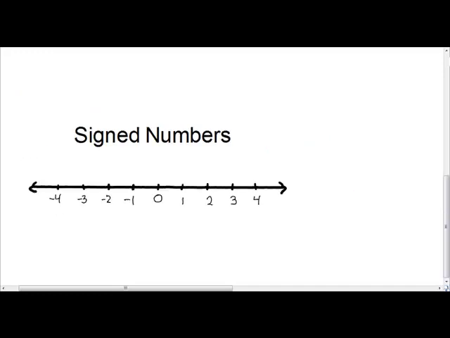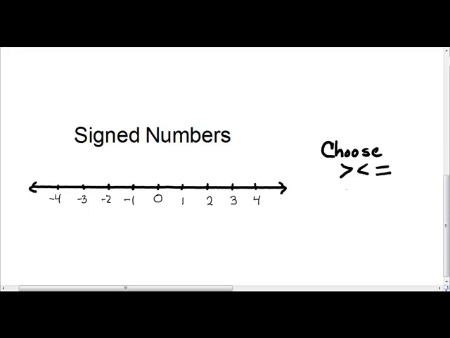Next, we'll look at order on the number line. As you go toward the left, it gets smaller. As you go toward the right, it gets bigger. We will have some problems where we need to determine the order. They will ask us to choose greater than, less than, or equal to.